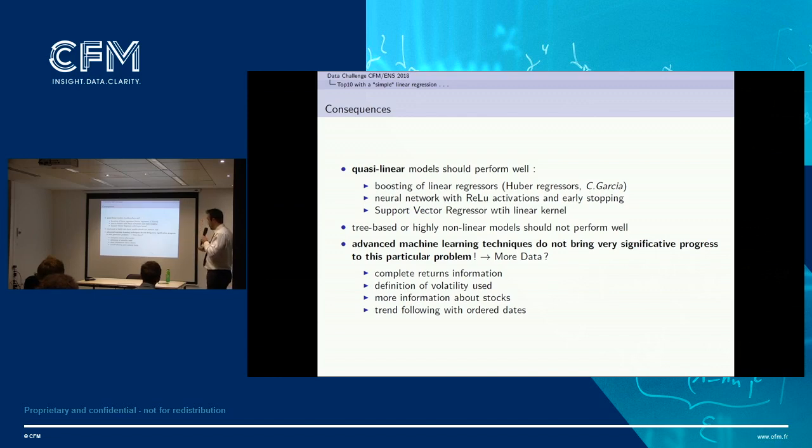So, the conclusion here is that advanced machine learning techniques do not seem to bring great progress to this particular problem. So maybe if we had more complete data, like not just the sign of the returns, but the complete values of the returns, or more information about the definition of the volatility, well, maybe we could really outperform linear regression.